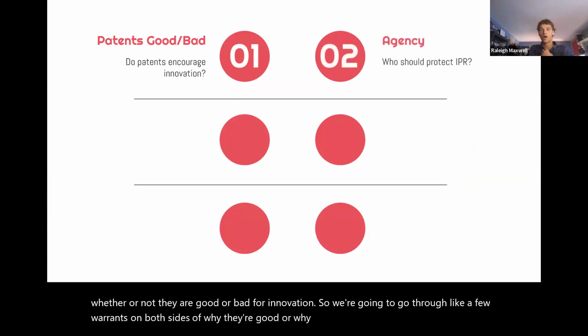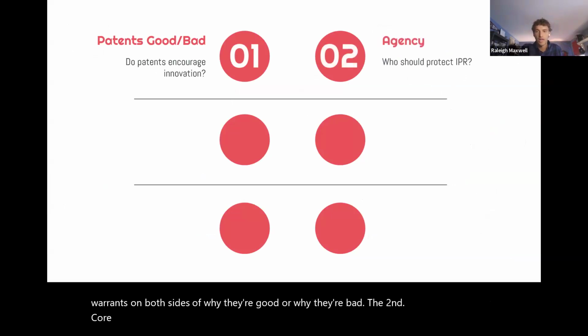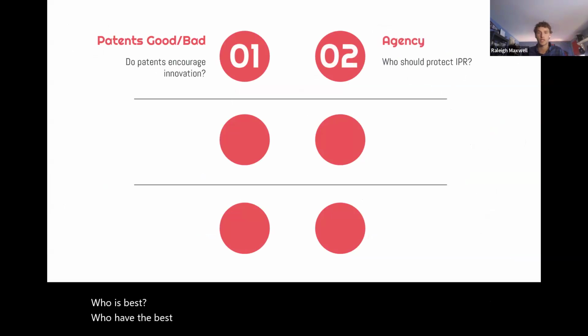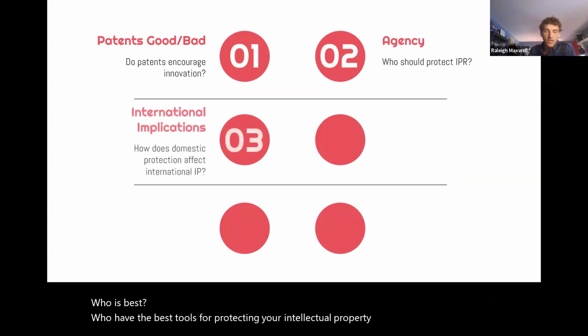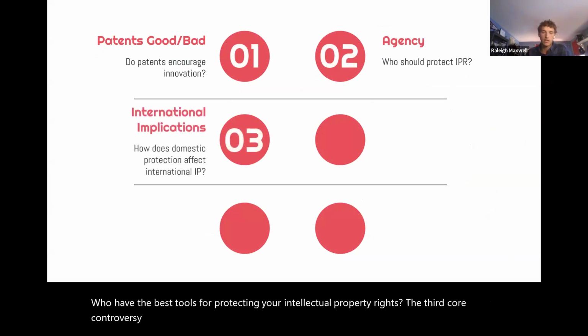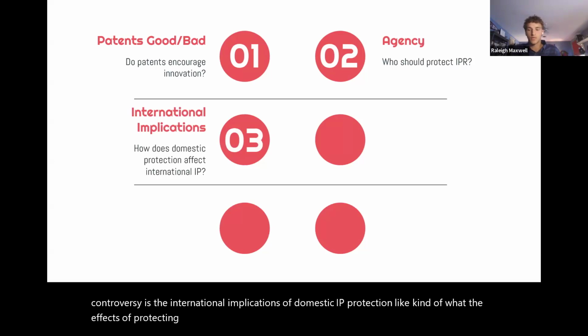The second core controversy is what agency should be the one protecting intellectual property rights, who has the best tools for protecting your intellectual property rights. The third core controversy is the international implications of domestic IP protection, like what the effects of protecting US IP are on the international field.